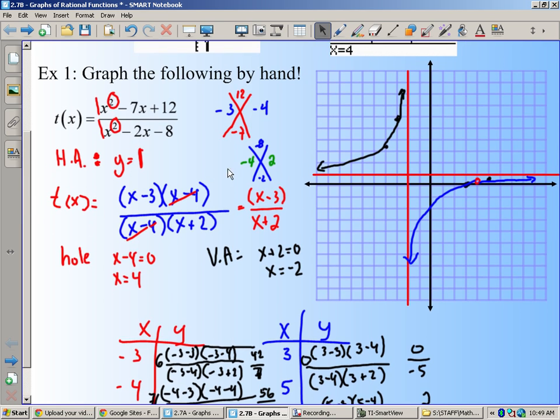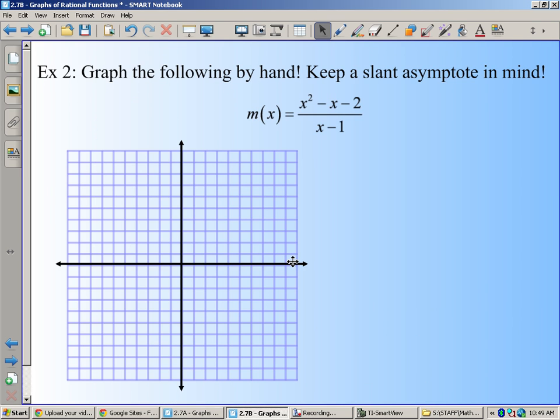So the next example, we are going to graph this one by hand also, and you'll notice it says to keep in mind a slant asymptote. All right, so we talked about before, if the numerator is equal to the denominator, we take the leading coefficients for our horizontal asymptote. If the numerator is smaller than the denominator, the horizontal asymptote is y equals 0. Let me go back and fix this.